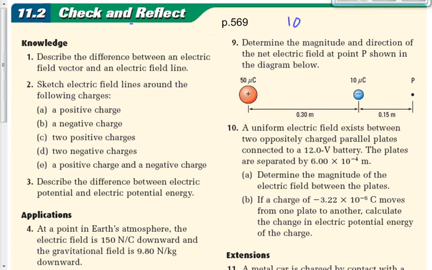10, 5, 10, 4. Okay, we got 4, 5, 10. Any others? 12? 4, 5, 10, 12? It's in the back of the book. Yeah. 11? I get 4, 5, 10, 11, and 12.